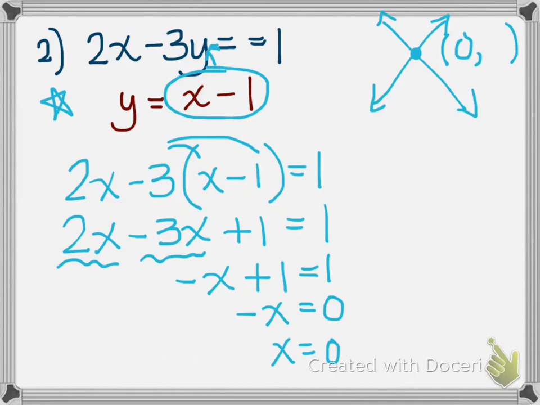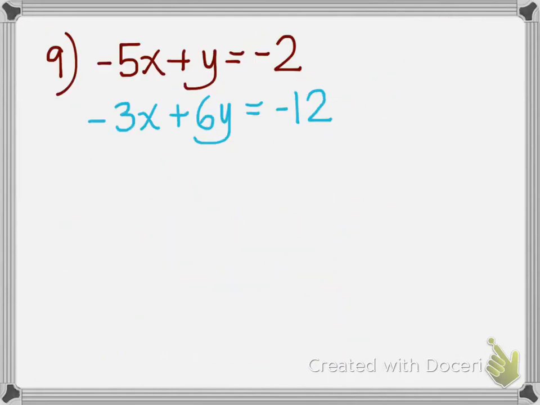Now I'm going to go back. Now that I know what x is, everywhere I see an x, I can plug in a 0. That's going to be the easiest on this equation right here. So instead of saying x minus 1, I'm going to say 0 minus 1. And 0 minus 1 is negative 1. So that's the solution to this system of equations, at 0, negative 1.